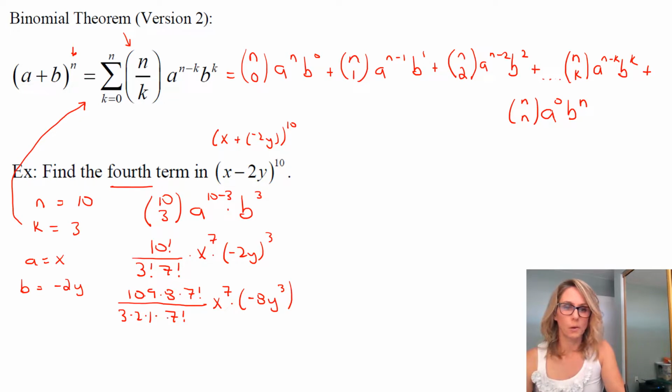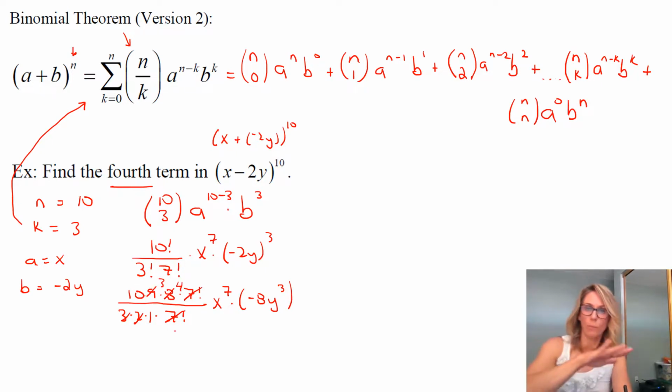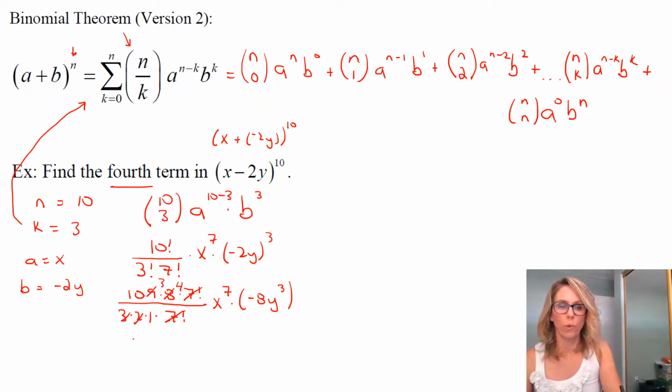So notice, I'm going to simplify my factorials here, and then I can do more simplifying. So I could simplify this 2 with this 8 to get 4. I could simplify this 3 with this 9 to get 3. So now my denominator is just 1. My numerator is 10 times 3 times 4. So 10 times 3 is 30. 30 times 4 is 120. So I have 120.